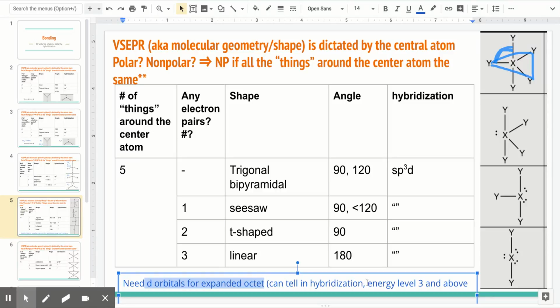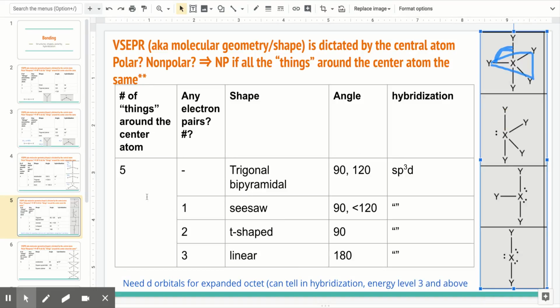And so our hybridization also gives us a clue that these are going to be molecules where the center atom has an expanded octet, meaning it has more than 8 electrons around it. They're going to be in energy level 3 or above because they need to be able to have that d available. So common things I've seen is like phosphorus can have an expanded octet, sulfur. Often the AP exam gives you examples with xenon, arsenic, things like that. Okay. So that was this first one, the trigonal bipyramidal.